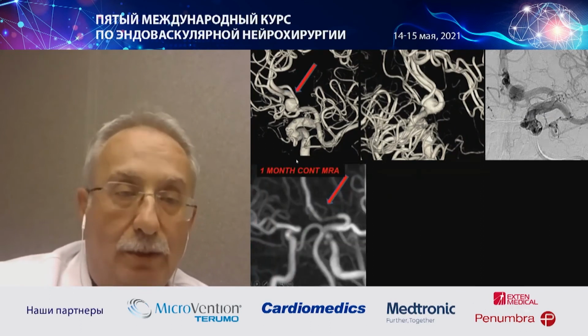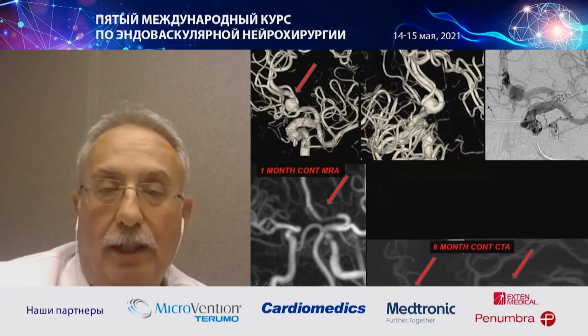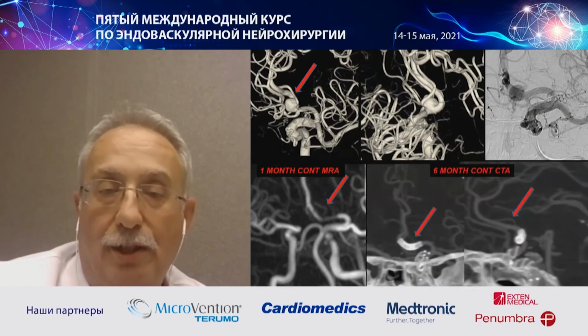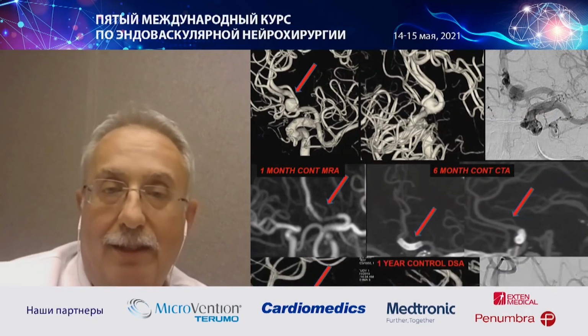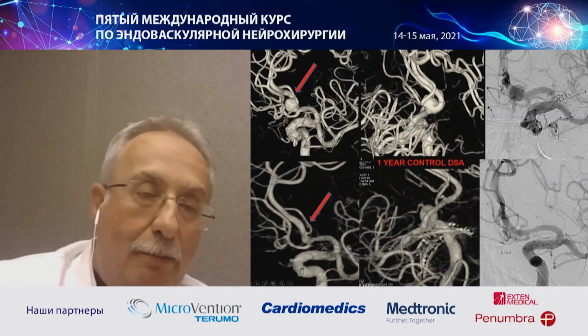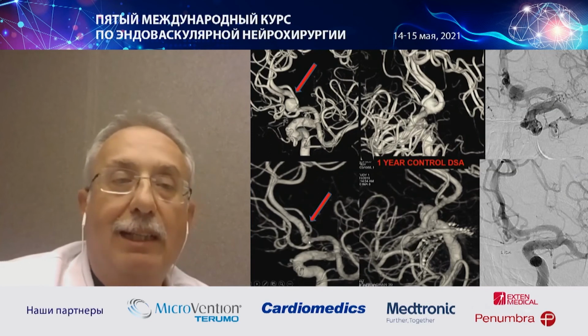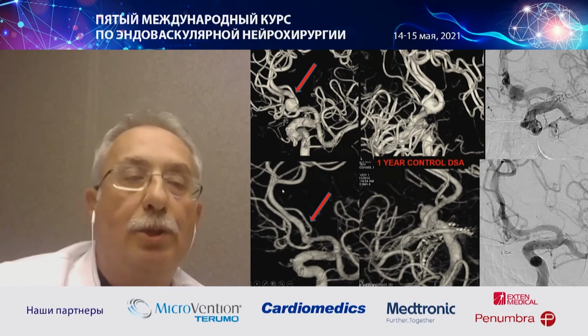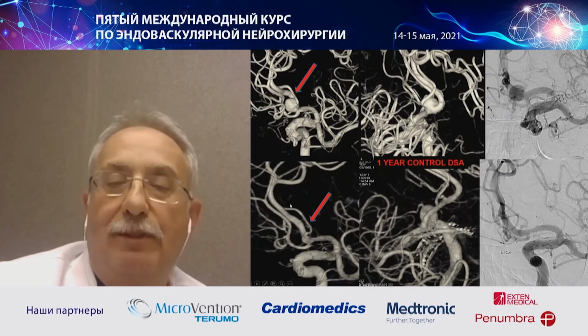And look at this, 1 month MR angio, 6 month MR angio, aneurysm is gone. And this is a 1 year control DSA showing the perfect aneurysm occlusion with class 1B occlusion. The subcallosal has become a little bit reduced in caliber.